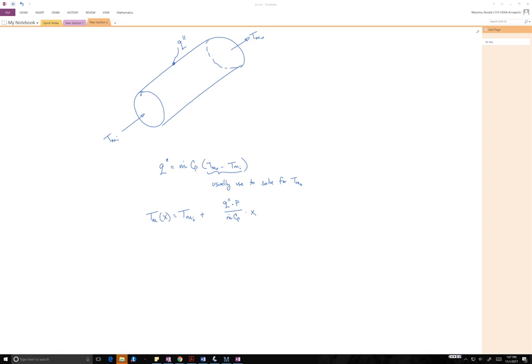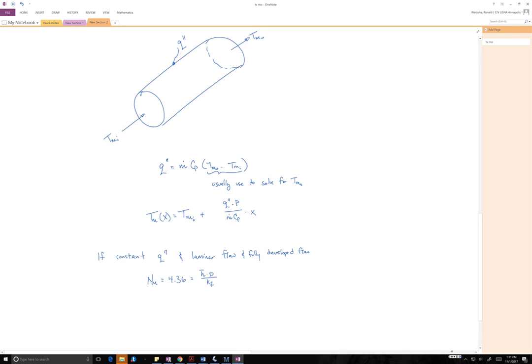Now, if we have a constant surface heat flux and laminar flow, okay, then our Nusselt number is equal to 4.36. I should also mention that this is fully developed flow. And we can use this to then solve for our convection coefficient.